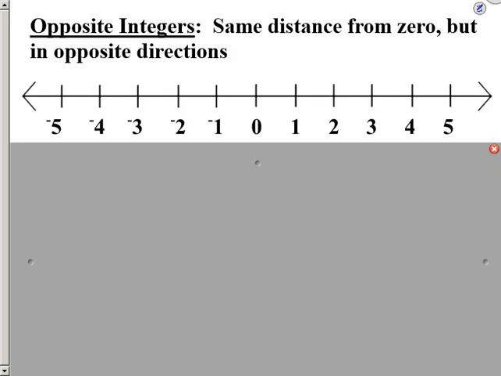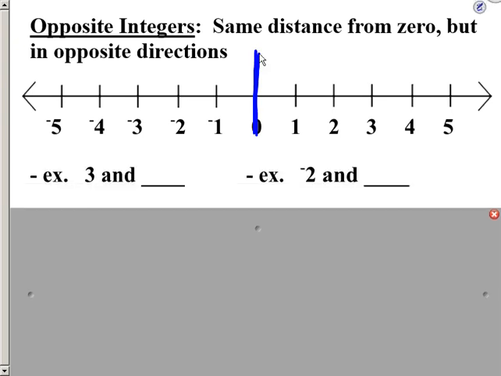Now, some other vocabulary that we need to know when we talk about integers. We need to know about opposite integers. Opposite integers are the same distance from 0, but in opposite directions. So think about it almost like the idea of a line of symmetry. 0 is in the middle, and if we folded the number line on top of itself, opposite integers would be on top of each other.